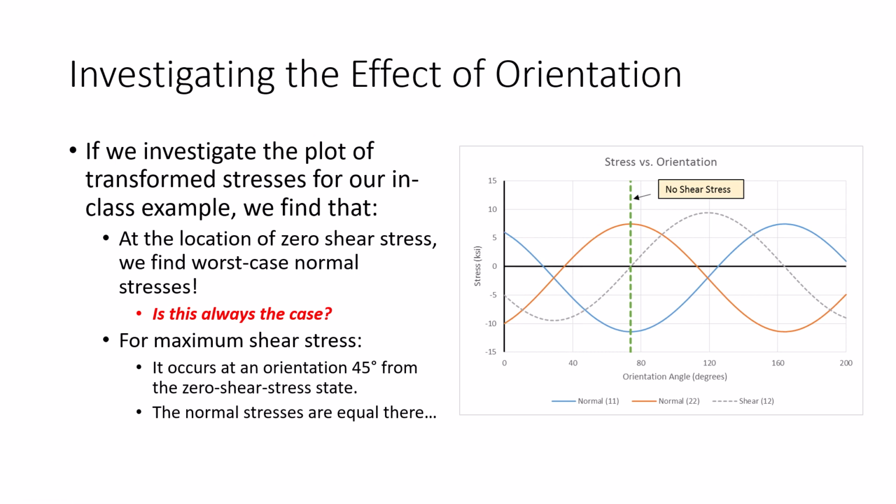Now, what I want to focus on is what's going on at this green line, because there's a lot more going on than you would think. Let's just investigate the graph. When we look at the graph, what we find is that there's some magic in that green line. Simultaneously, we find that there is zero shear stress.